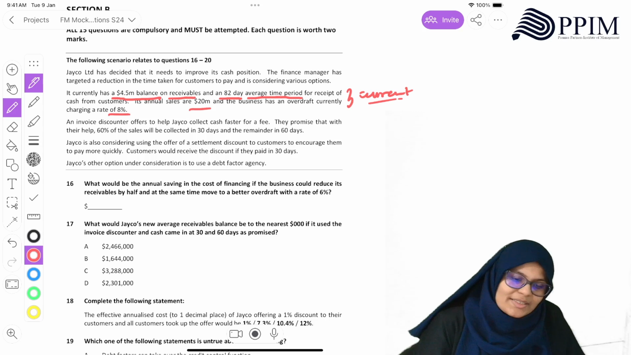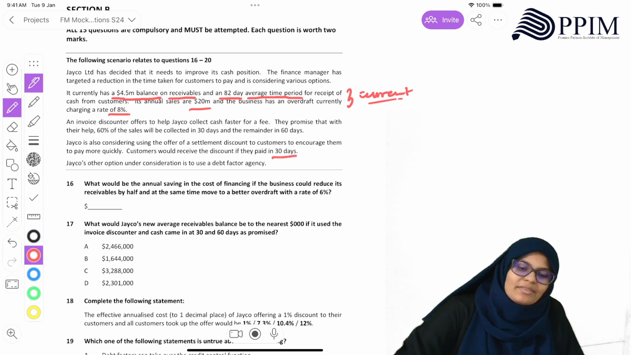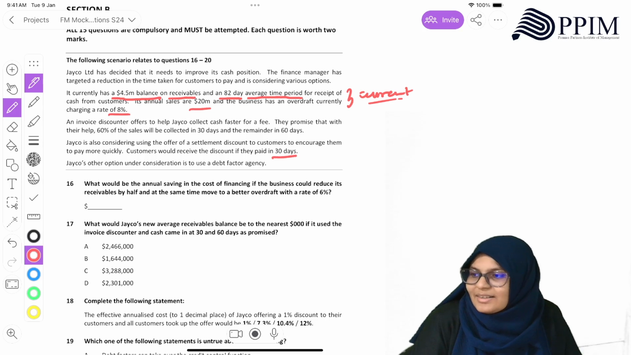JCO is also considering using the offer of a settlement discount to customers to encourage them to pay more quickly. Customers will receive the discount if they pay in 30 days. So they have two options. Either go with the invoice discounter, who will make sure that everything is paid within 30 or 60 days, or give the customers a discount and tell them if they pay early, within 30 days, they will get a discount. That will provoke the customer to give the money quickly.